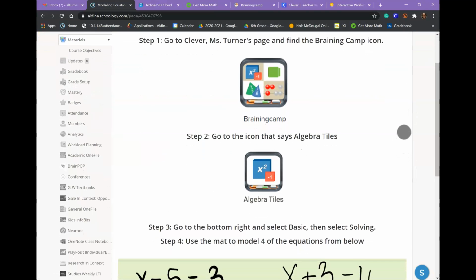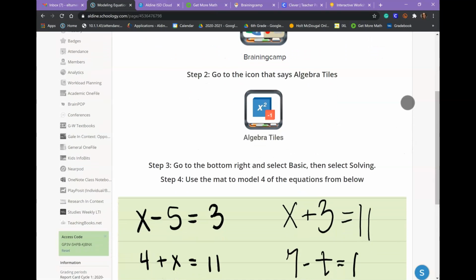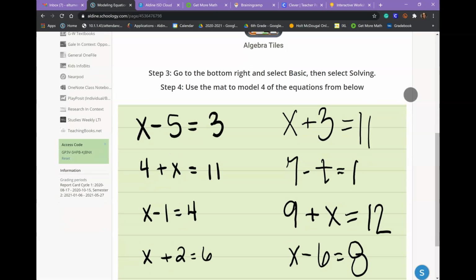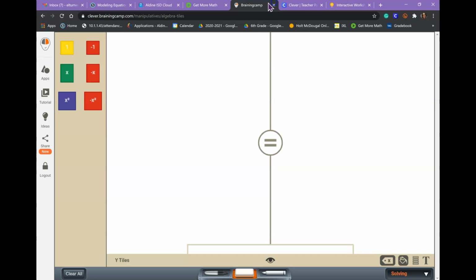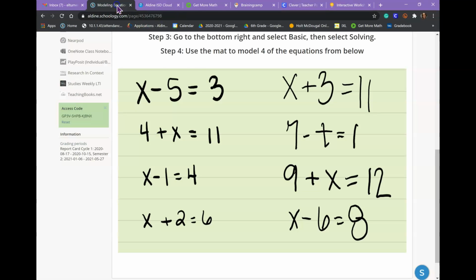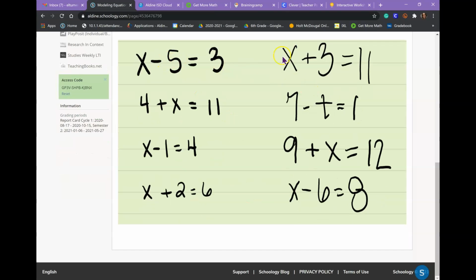You need to log into Clever, go to my page, and find the Braining Camp icon. Then you'll go to the icon that says Algebra Tiles, and from there, you're going to go to the bottom right. It's going to say Basic first. Once you click Basic and then press Solving, you'll have your 2 sides for your equations. Then I'm asking you to use the mat to model, pick 4 of these equations and just model. I'm not asking you to solve, I'm just asking you to model.